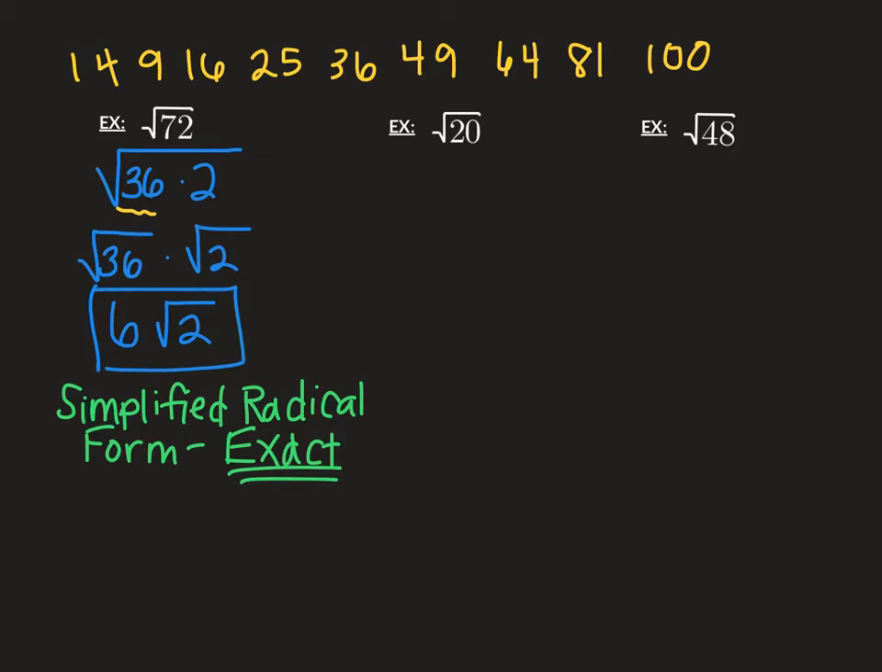The reason is if I type 6 square root of 2 in my calculator, I get something like 8.485281374. So anytime I shorten that decimal by any amount, I've changed the problem. I've rounded it. So it's no longer an exact number, it's an approximation of what we think it is.